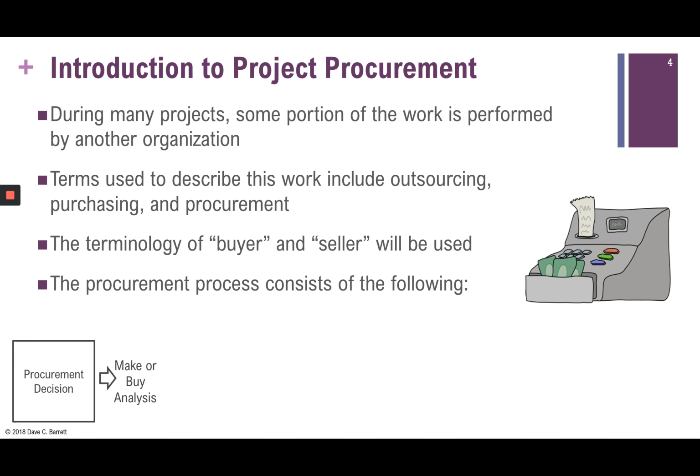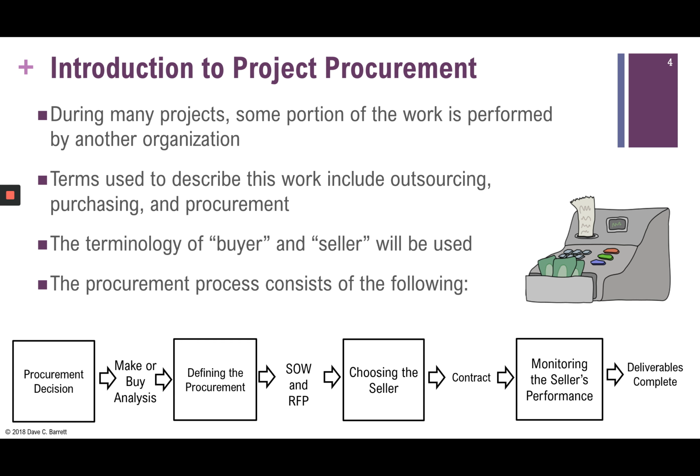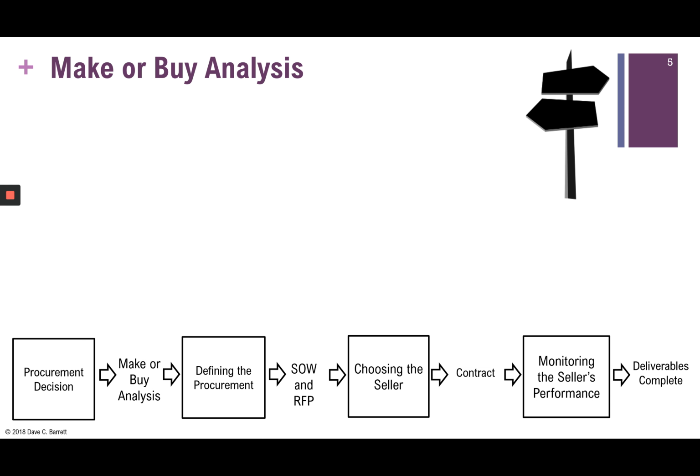And the procurement process consists of the following. One, a decision is made. Are we going to buy, or are we going to make it ourselves? That's a make or buy analysis. We need to define the details of the procurement. That's the statement of work and the RFP. Need to choose a seller, and from that we create and sign a contract, a legal contract. And finally, we monitor the seller's performance. And through that, the deliverables are complete and delivered. So that's the overview. And now what we're going to do is follow through that process.